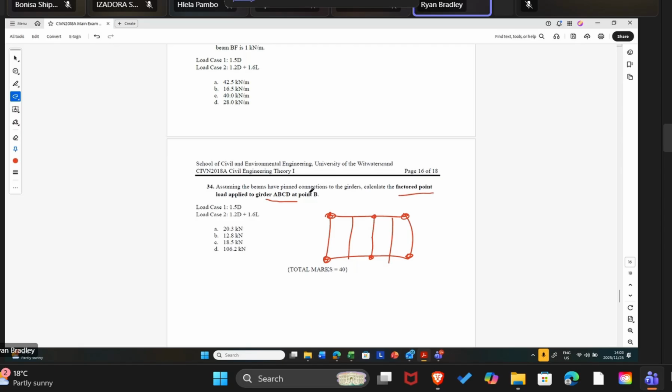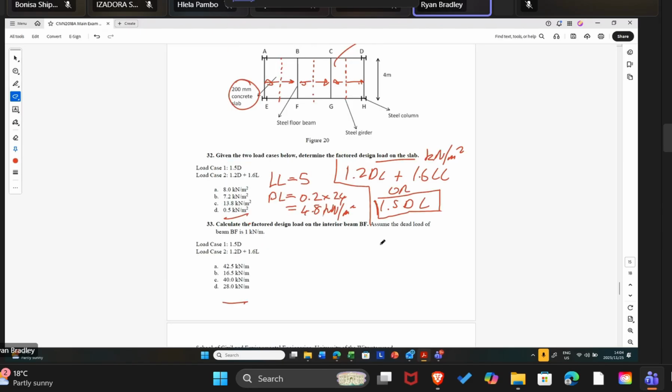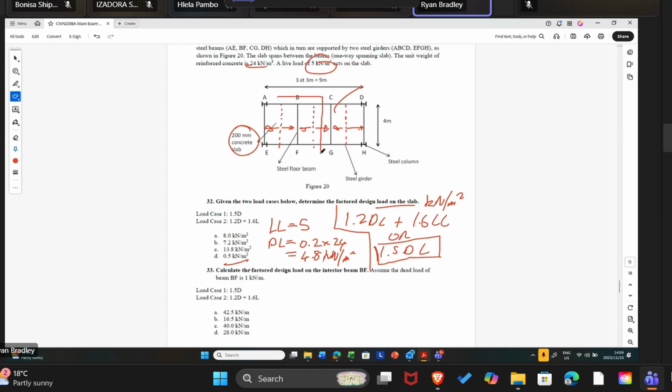So this question is actually asking us for what the reaction forces are. It is solved by isolating a beam, working out the maximum load on the beam, and then working out the reaction forces. That would give us the answer to this problem over here. Whereas this previous question is asking us for the load on beam BF, which is this beam over here.